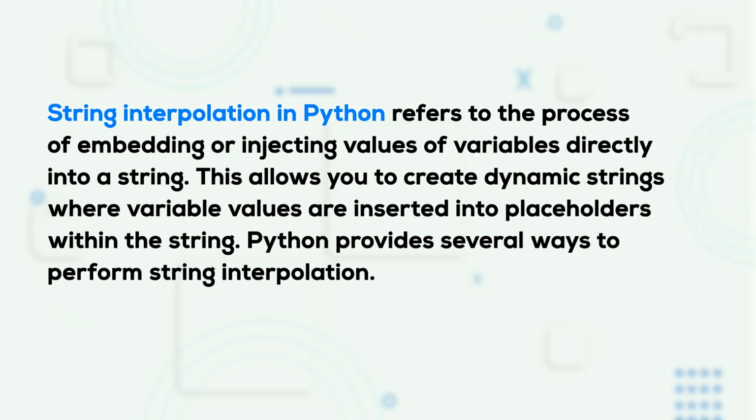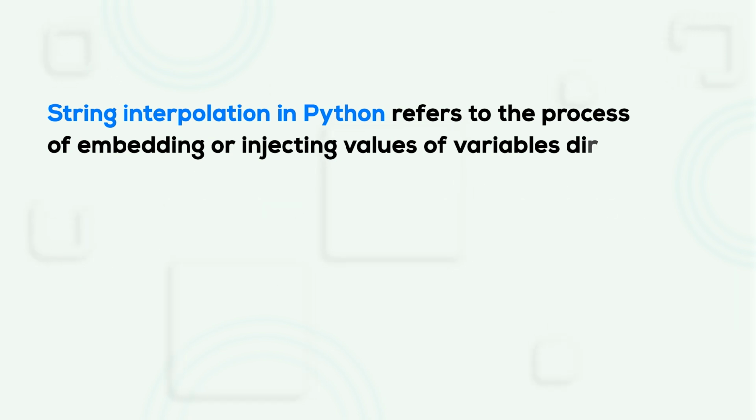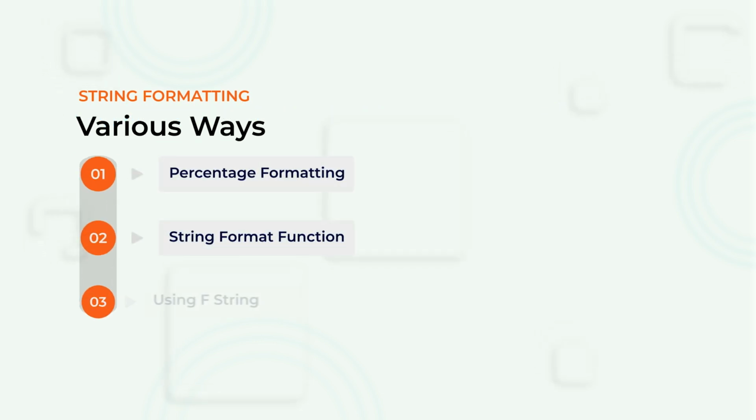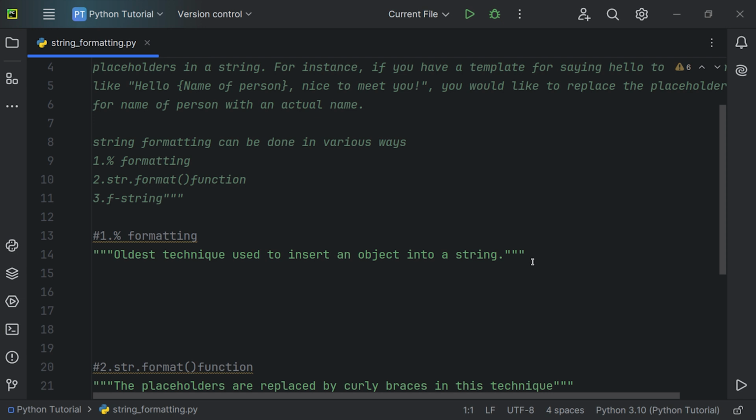Let's take an example. You have a template for saying hello to a person, like "Hello, name of the person, nice to meet you." And you would like to replace the placeholder for the name of the person with an actual name. String formatting can be done in various ways, such as percentage formatting, the string format function, or using f-strings. Let's go with the first method, percentage formatting, which is one of the oldest techniques used to insert an object into a string.